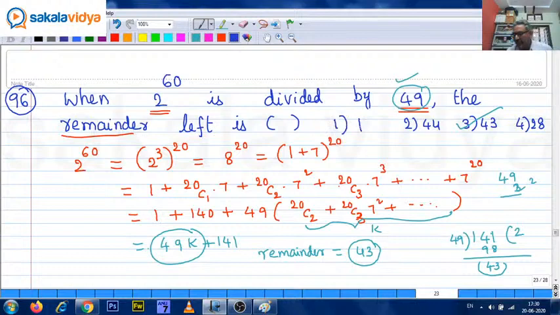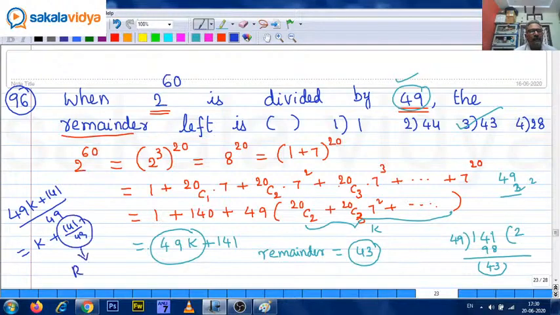First option is 1. So option 3 is the right option. See, you need to divide this one, 49k plus 141, by 49. That means 49k by 49 is k. Okay, it's over. Now 141 by 49, the remainder you need to write. So that remainder is actually 43. So answer is 43. That is option 3 is the right option. So thank you. The binomial theorem has been completed.